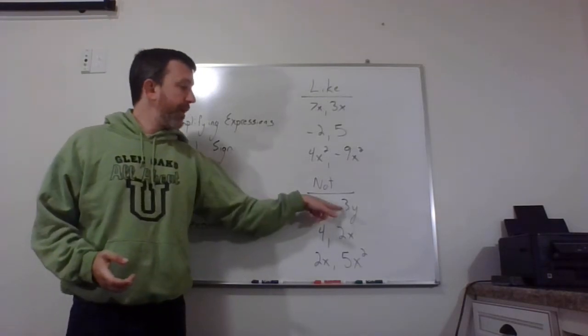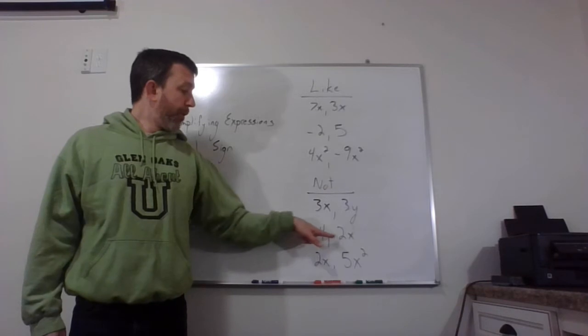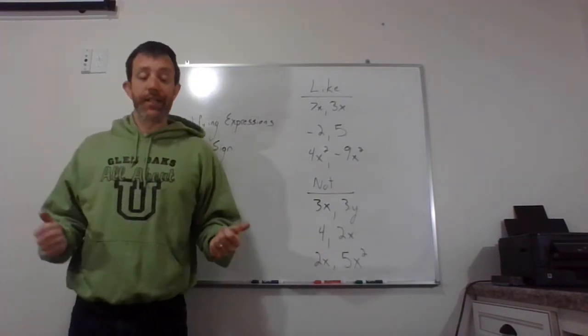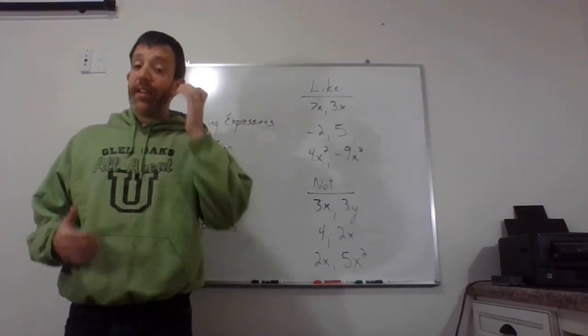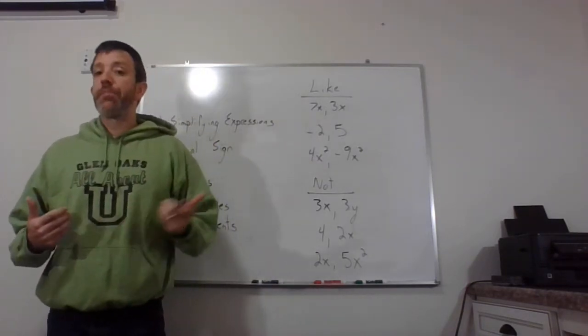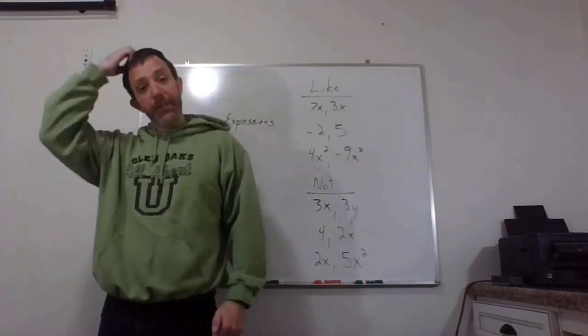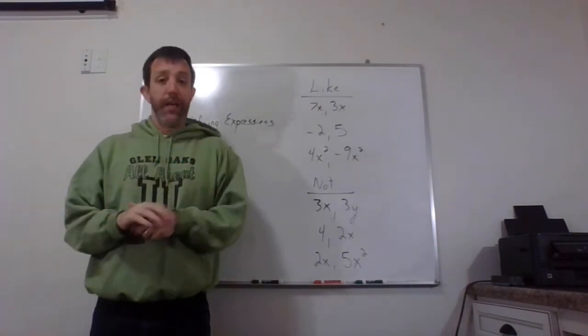Things that are not: 3x and 3y. Different letters. Doesn't work that way. 4 and then 2x. Nope. One has a letter, one doesn't. They're not like terms. And finally, 2x and then 5x squared. They have the same letter, they both have x, but one of them has an x squared and one just has an x. So basically, if the letter part doesn't match perfectly, you do not have like terms.